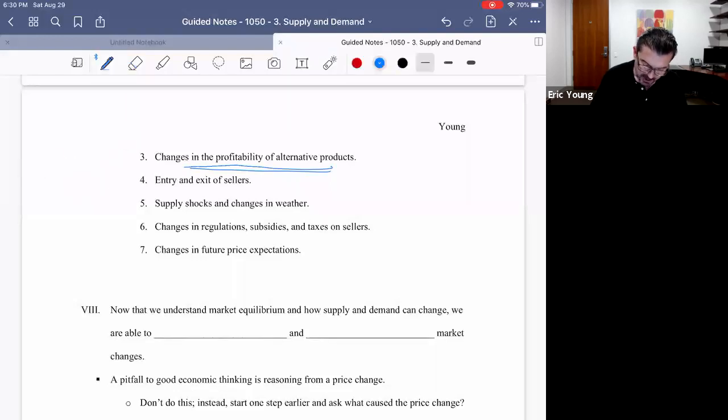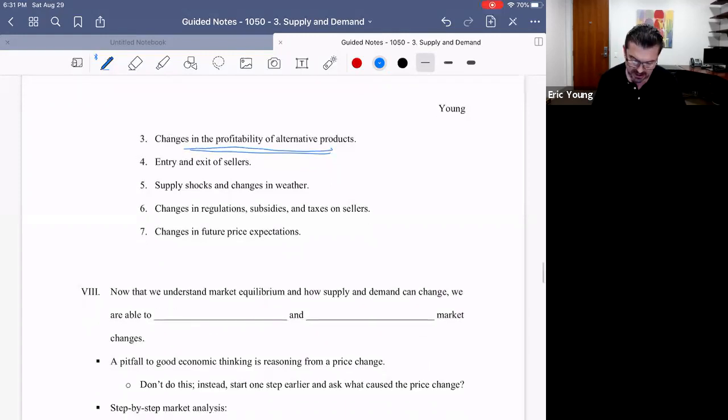Good. Our fourth is a very simple one, the entry and exit of sellers. In competitive markets, we believe that it should be fairly easy and low cost for new firms to enter and for existing firms to leave if they choose. The entry and exit of sellers will affect supply. If more sellers come into the market, supply will go up. And if more sellers leave the market, supply will go down. You're simply asking, what is the number of suppliers? Entry in, supply goes up. Exit of sellers out, supply goes down.